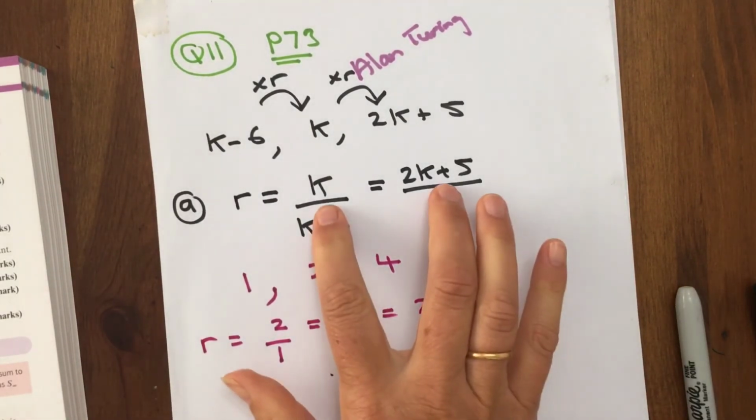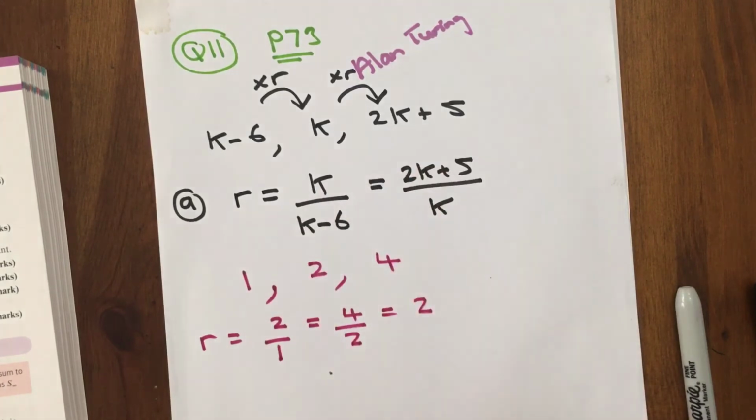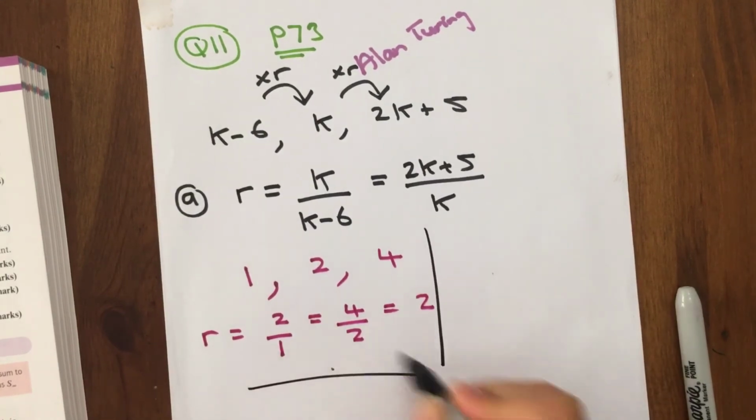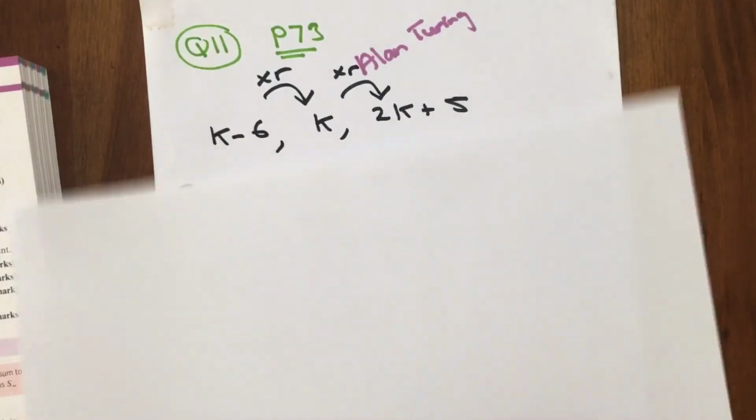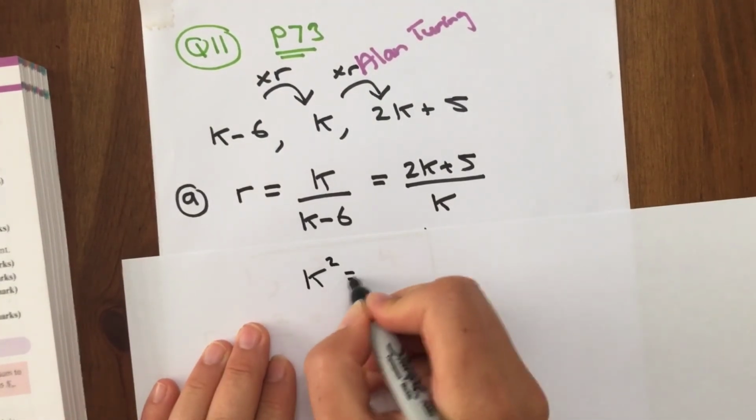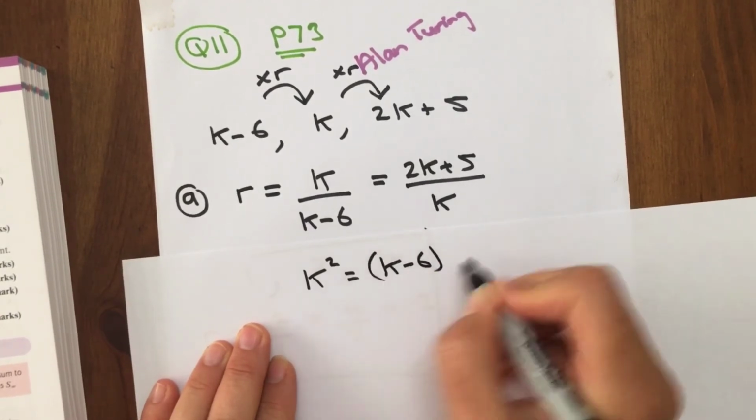Right. So I've got this equation now, and all I'm going to do now is rearrange it to get the quadratic that I'm asked to get. So I'm going to, let's just put a piece of paper over that. I'm going to times both sides. I'm going to bring k here and get k squared. I'm going to bring the k minus 6 up.